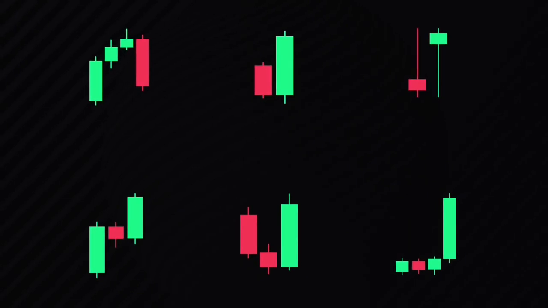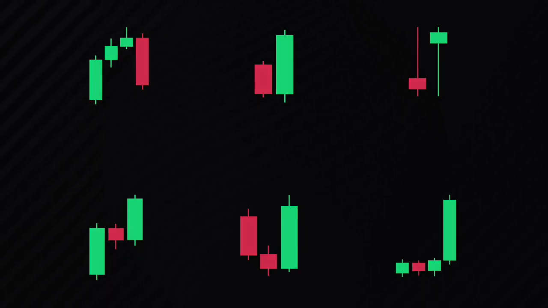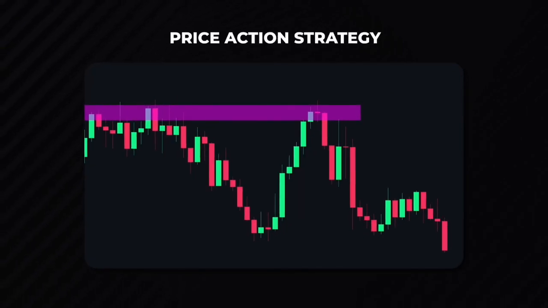So those are the 6 candlestick patterns that I found to work. Now, keep in mind, when traded on their own, these patterns may not always be as effective. However, if you combine them with other forms of analysis, like key levels, they can become much more powerful. So now, I'm going to introduce an advanced price action strategy that you can use alongside these patterns. This is the same strategy I use to achieve strong returns.